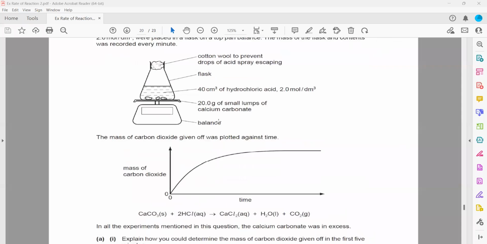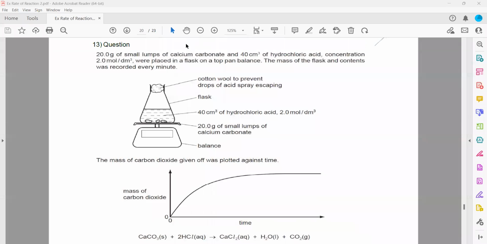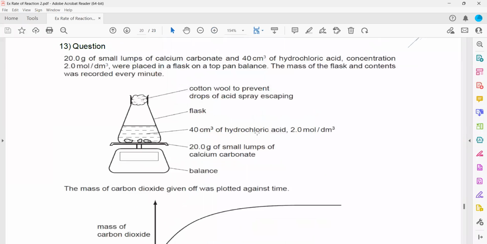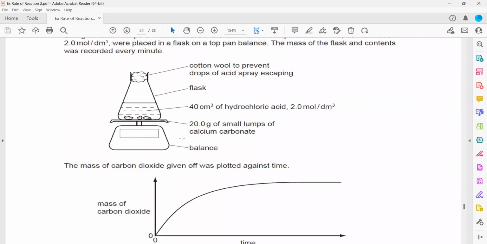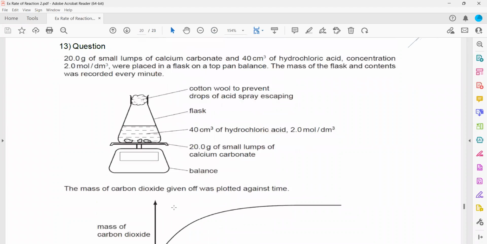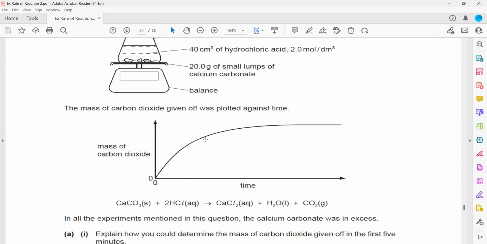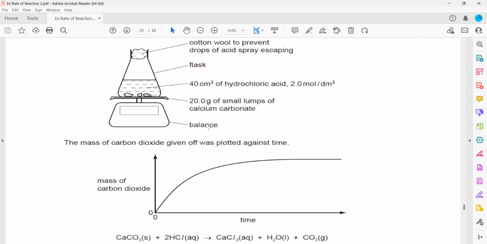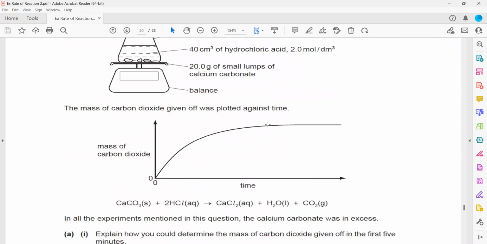Twenty grams of small lumps of calcium carbonate and 40 cm³ of hydrochloric acid. The mass of the content in the flask was measured. The mass of the carbon dioxide gas given off is measured. How much? We just take the difference, compare the mass difference, and know how much carbon dioxide gas is given off.